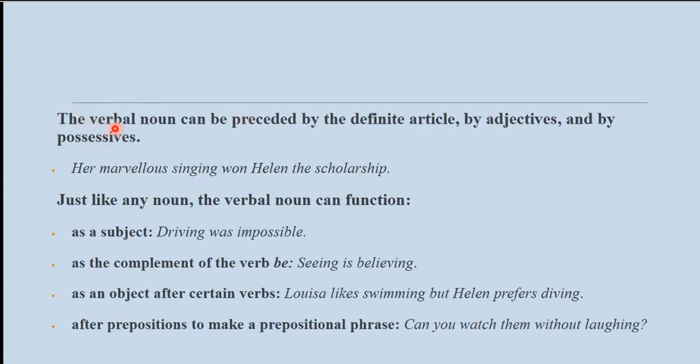So verbal nouns can be preceded by the definite article, by adjectives, and by possessives. So let's see the examples here. Her marvelous singing won Helen the scholarship. So you can see that here is a possessive adjective. Her marvelous singing, onun harika şarkı söylemesi kazandırdı.